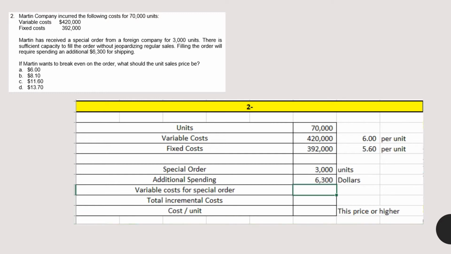However, we need to add the variable cost for that special order. So if we take our per unit cost of $6 per unit times the 3,000 units, we have a variable cost of $18,000. Our total incremental cost then would be $6,300 plus the $18,000 for a total incremental cost of $24,300. If we take our $24,300 incremental cost divided by the number of units, we get a cost per unit of $8.10. So in this situation, for any sales price of $8.10 or higher, the company should make these units.